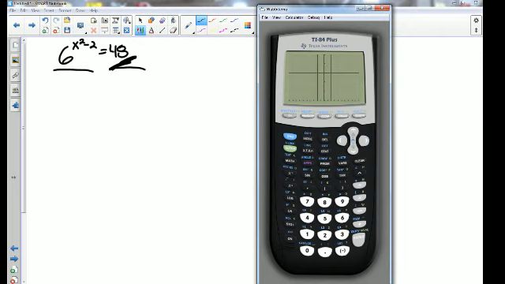Okay, there are your intersections. How do I calculate intersections? Calculate, intersect, first curve, second curve, and then put your cursor where you think the answer is. 2.039. Right, Brandon? Pay attention, like a good boy. And what's the other one going to be? Negative 2.0. There you go.